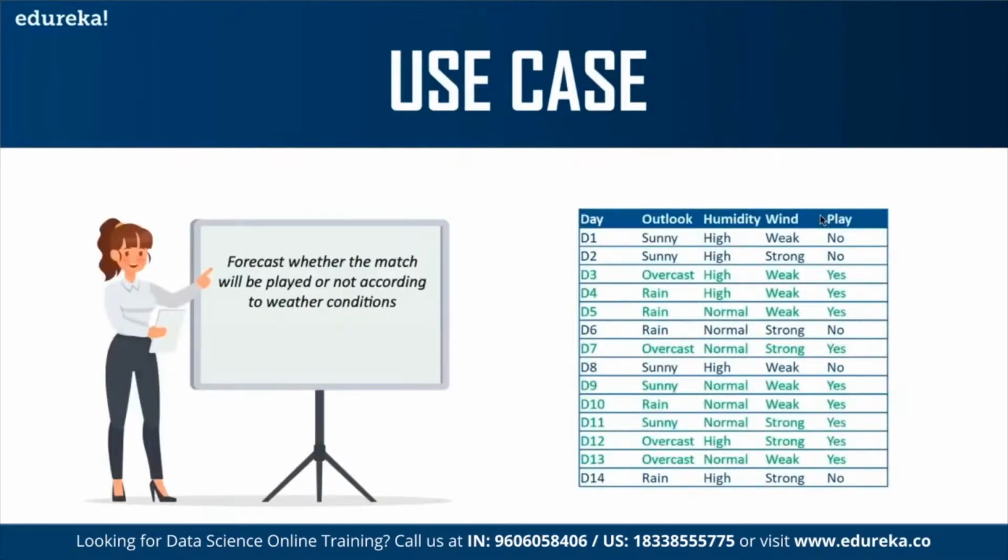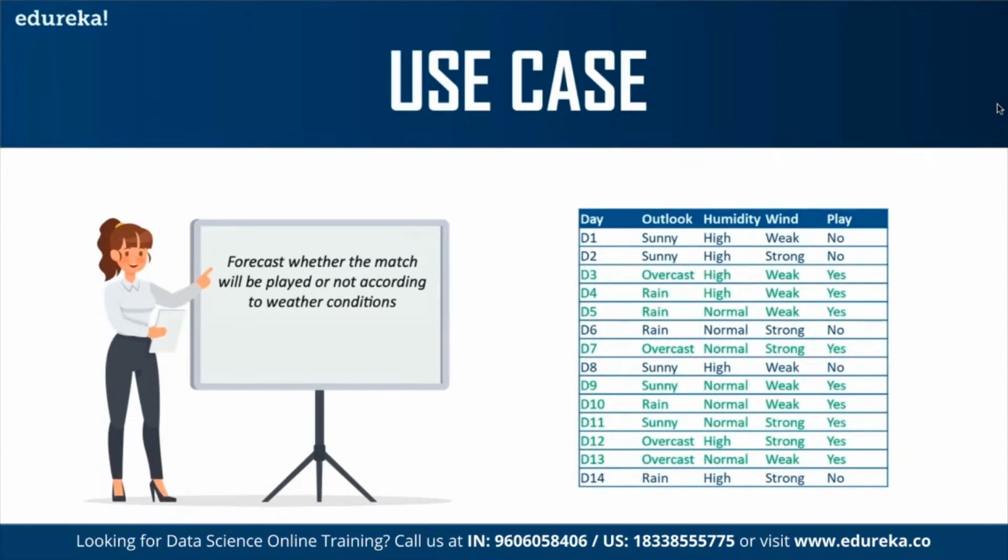All right, in case we are all clear on whatever we have discussed so far, let's understand a small use case. For example, forecast whether the game will be played or not according to the weather conditions. Based on the previous data we have acquired from outlook, humidity, wind, and whether we should be able to play or not, these are the different data sets provided here. Now we can predict the actual weather in the best possible manner.